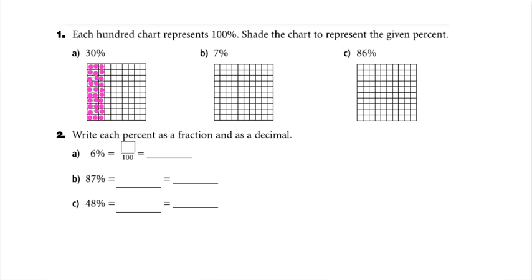The next one is just 7%. So 7% would be 7 of those little squares. Again, you can put it in whatever direction you'd like.